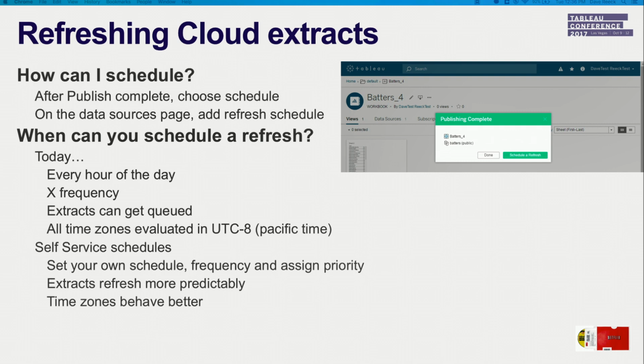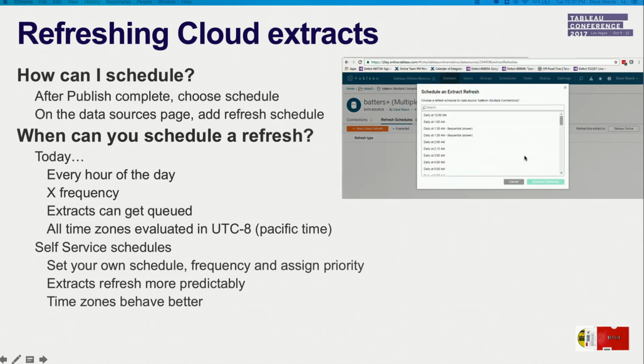Time zones are all Pacific time. There are now some self-service schedules, which means you get a little more flexibility in setting prioritization, schedule and frequency, and our time zones behave better, especially for people, I think mostly in Australia. Anybody from Australia today? Okay, awesome. But you are not in online, so this time zone problem doesn't happen for you. Once you get through the publishing dialog, this is the server scheduling menu. There's a fairly comprehensive list in here for picking by hour for each day.